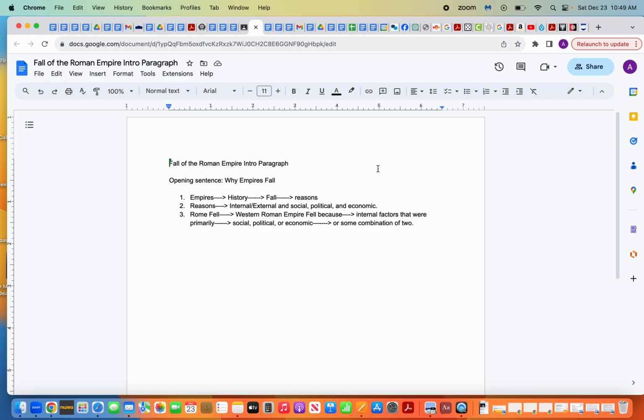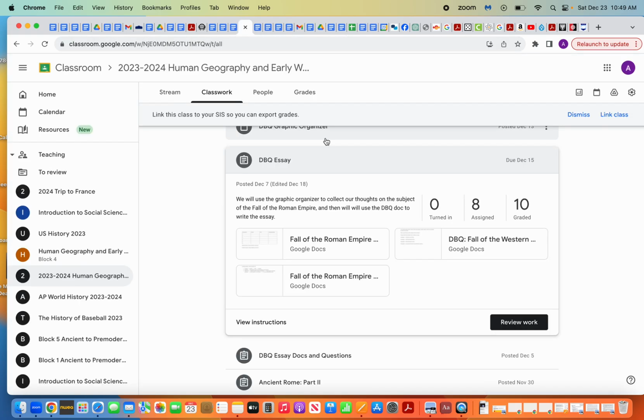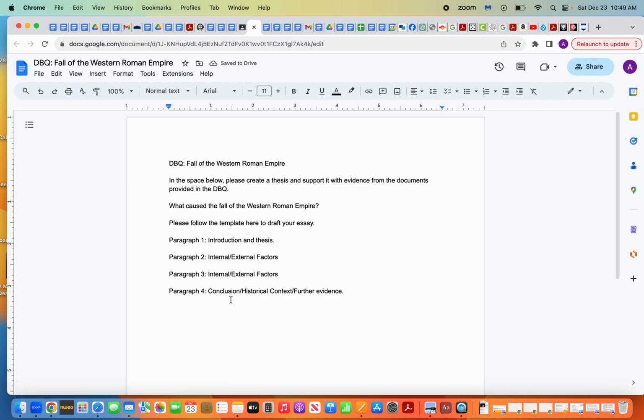And then remember your conclusion, getting back to this document, sorry, I'm jumping around here. In your conclusion, you want to make sure that you're reinforcing whatever your argument is. If your argument is saying it's political factors, reinforce that and maybe throw in another piece of evidence. As far as historical context, you want to mention some other empire in history that also fell because of whatever factors you've decided were the ones that contributed to Rome's fall.